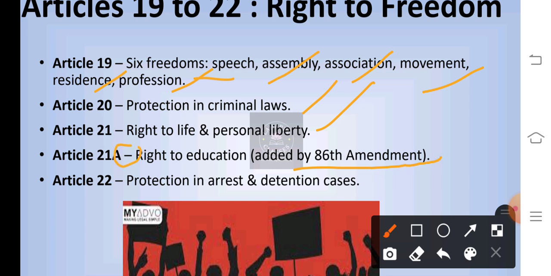Here you can observe capital A, which means that it is an article that has been added by an amendment to the Constitution. Article 22 deals with protection in arrest and detention cases.